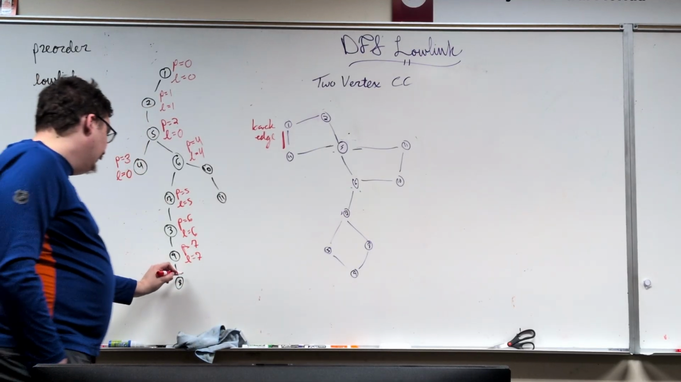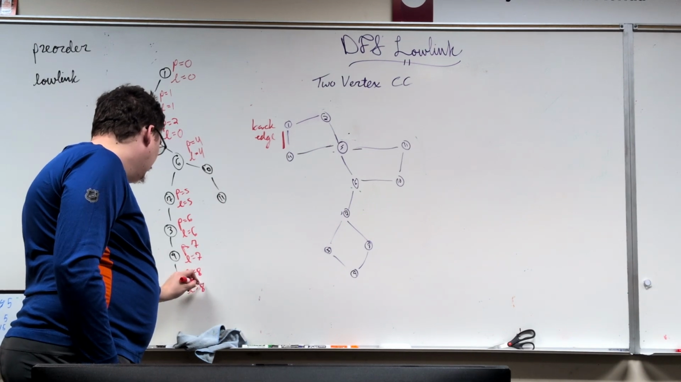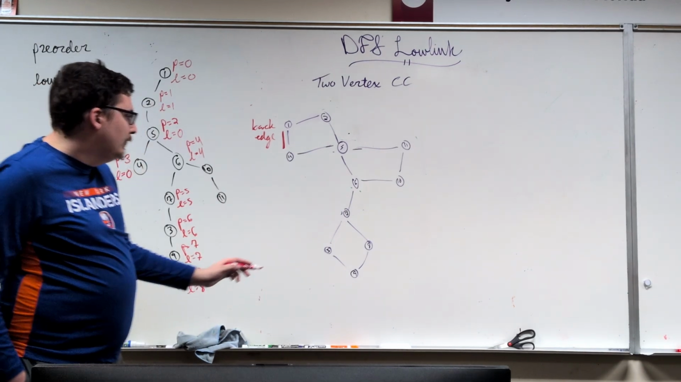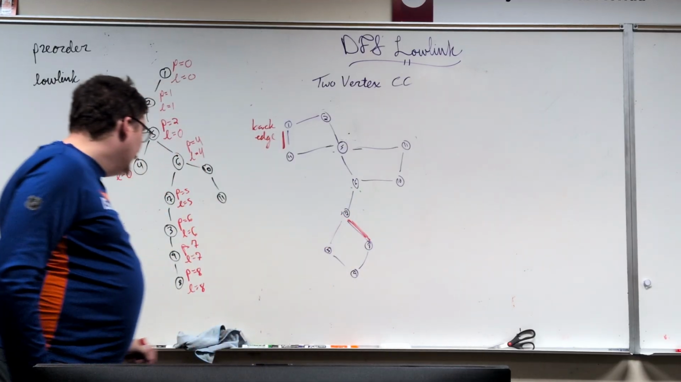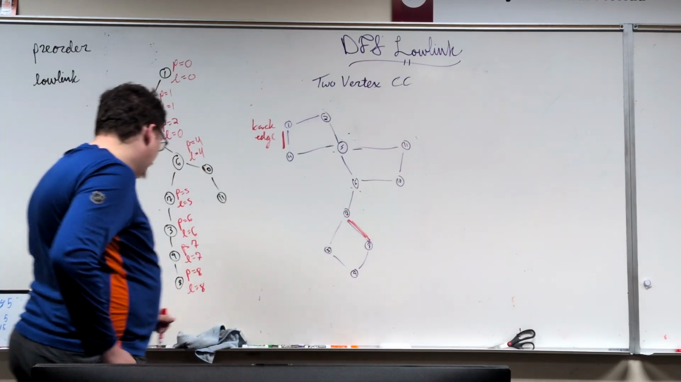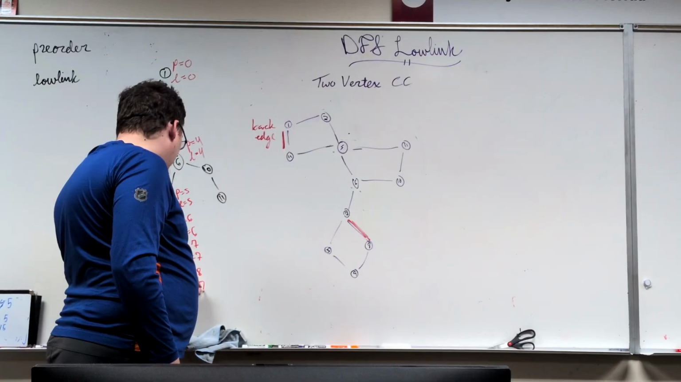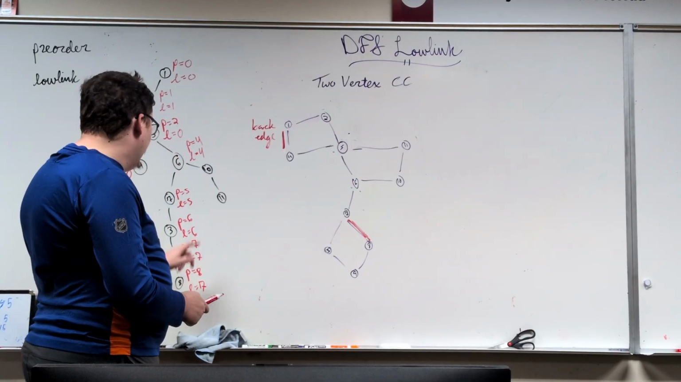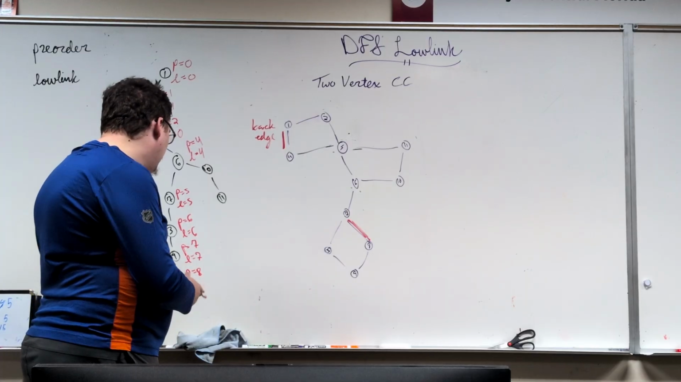And then we traverse to 8. Pre-order is 8. Lowlink is 8. But now, 8 has a back edge to 7. So we min our Lowlink with the pre-order of 7. Or sorry, our Lowlink becomes the pre-order of 7, which is 5. So our Lowlink becomes 5.